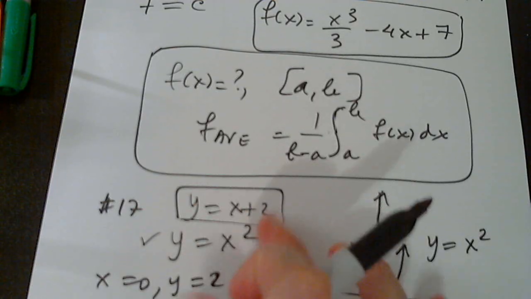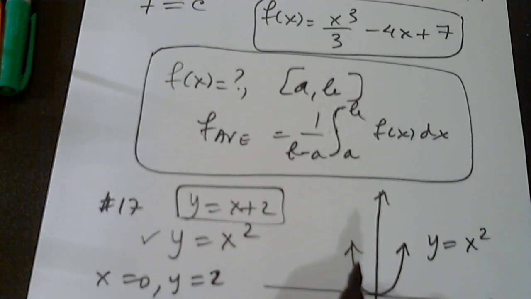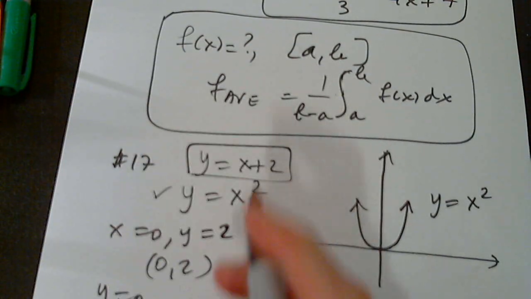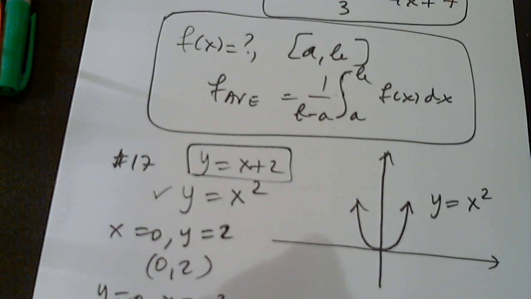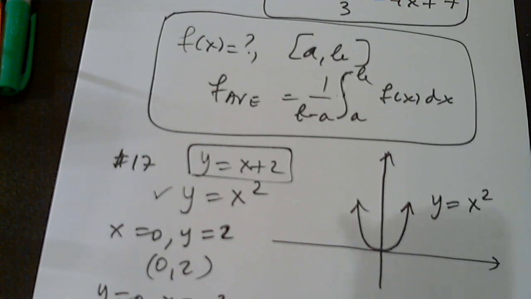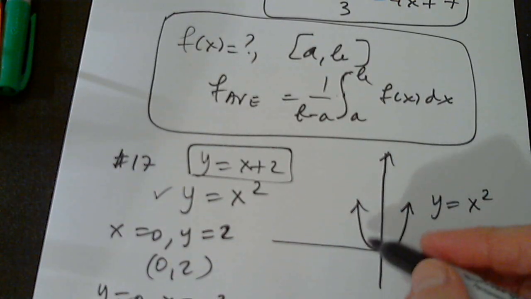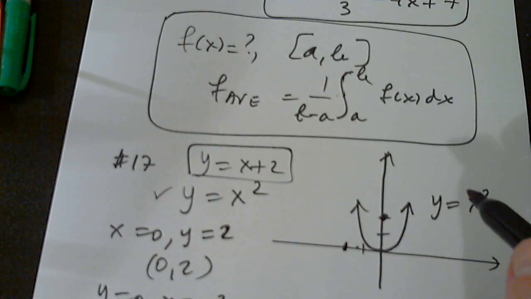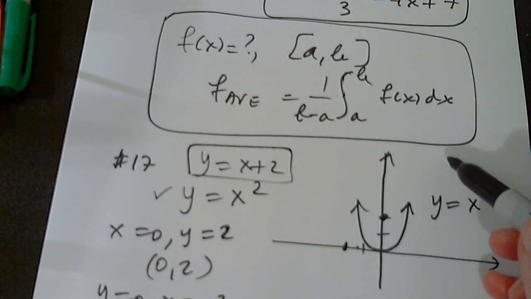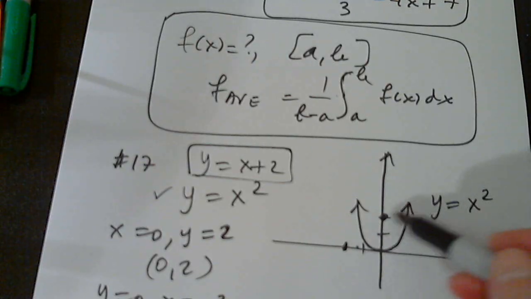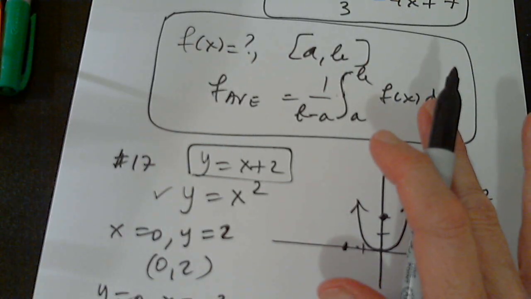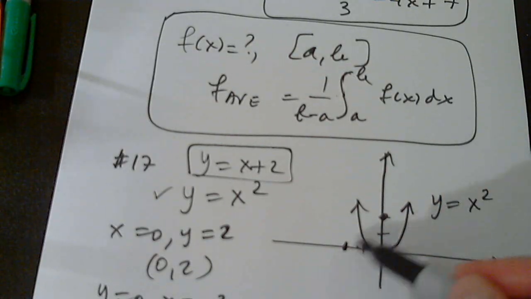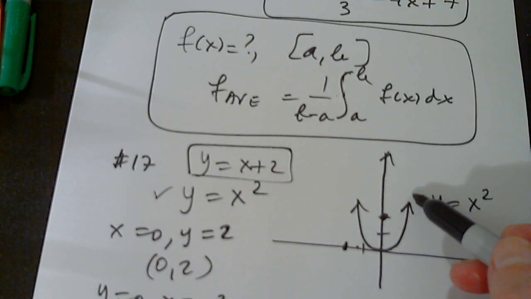Now this one, when x is 0, y is 2. So 0, 2. And when y is 0, I have to move to the other side. X is negative 2. So negative 2 comma 0 is here, and 2 comma 0 is here. So I'm going to have to graph, and then I'll see the area is shaded in. Before I do that, I know that the two functions will intersect here and somewhere here.